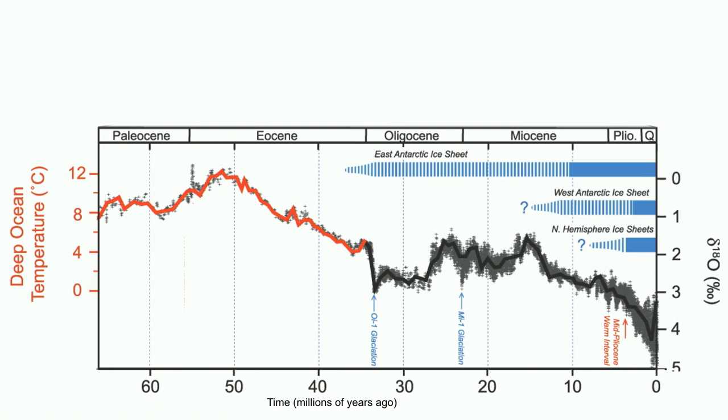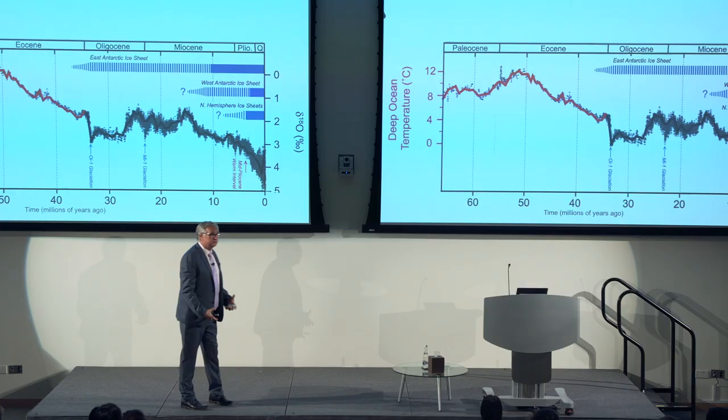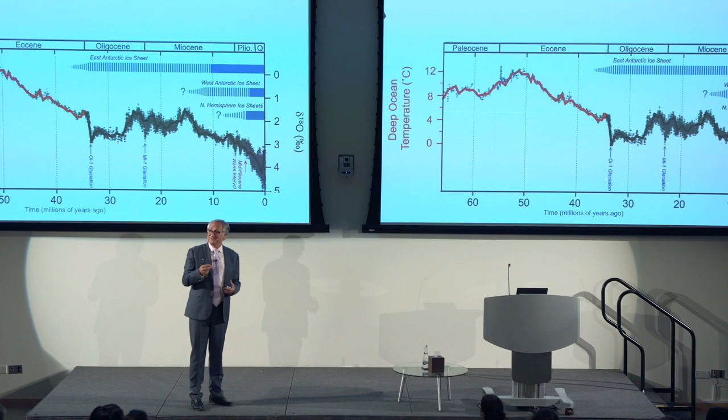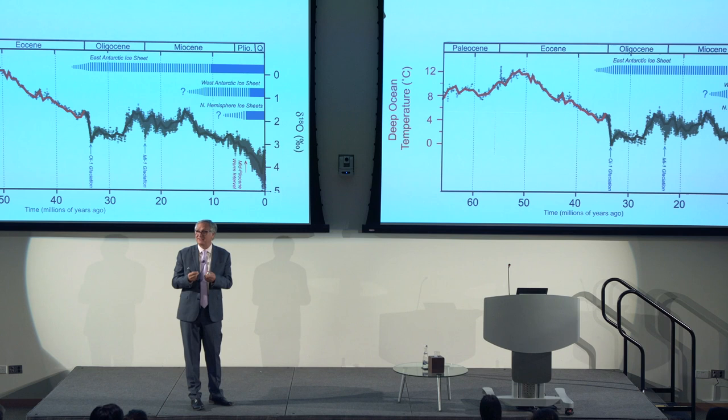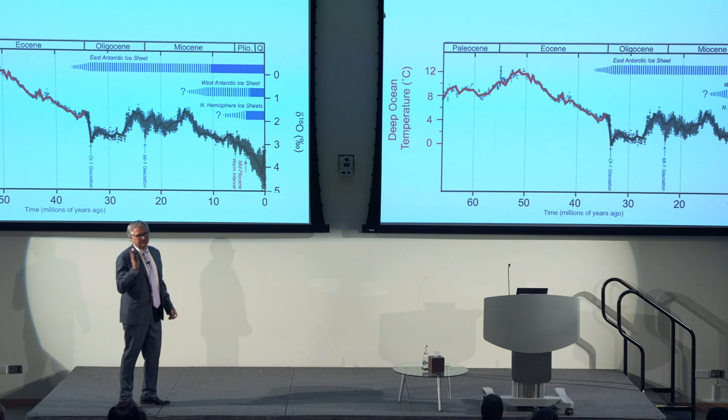By the way, how do you get these data? You go down to the bottom of the ocean, you pull up a core of mud, and in that mud are shells, and in those shells are chemicals, and in those chemicals are isotopes, and you measure those isotopes, and from that you get the temperature at which the shell was formed. Beautiful, beautiful science. Let's look along here.